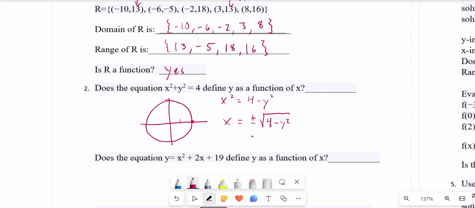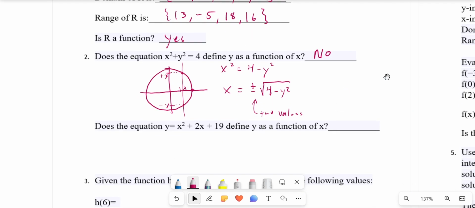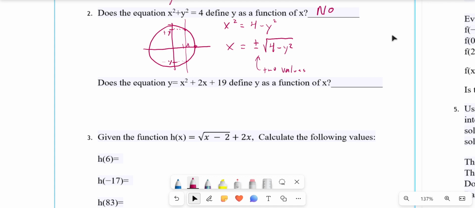So this is two values. As long as y isn't plus or minus 2, then it's one value, because the square root of 0 is 0, plus minus 0 is 0. And those two values relate for every value of x to some positive y and then some other minus y down here. So no, this is not a function of x. It's a relation between x and y, but it's not a function.